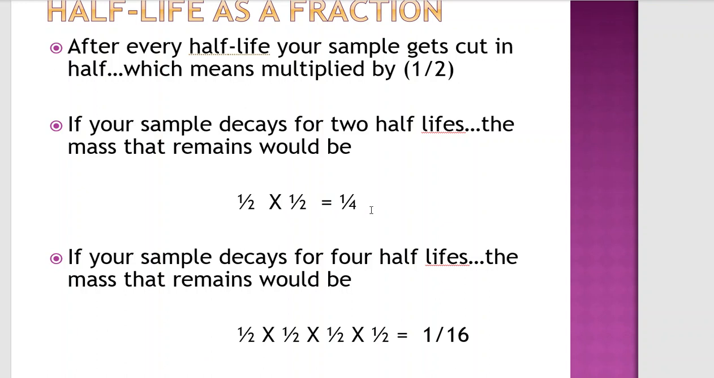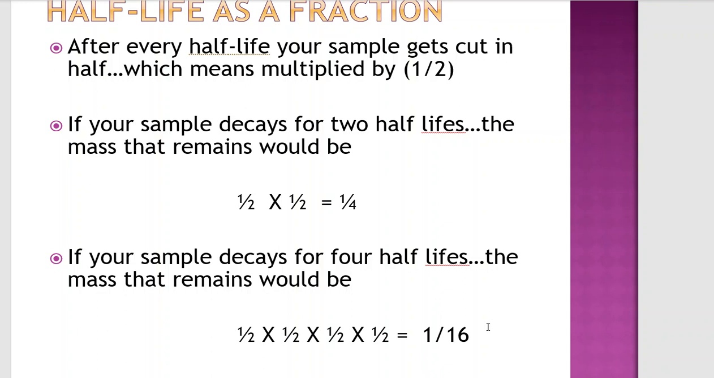So what does that mean? It means if you have 2 half-lives, if your sample cuts in half twice, you're going to have 1/4 of what you originally started with. How did I get 1/4? 1/2 times 1/2. Okay. If your sample undergoes 4 half-lives, then you're going to multiply by 1/2 times 1/2 times 1/2 times 1/2. That comes out to be 1/16. Okay. So if your sample undergoes 4 half-lives, what's going to be the amount of sample that remains? 1/16. Okay.